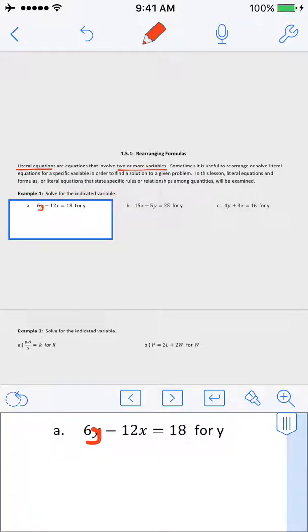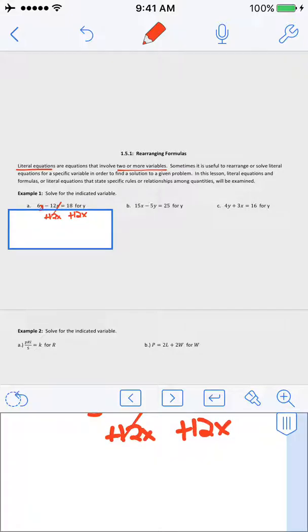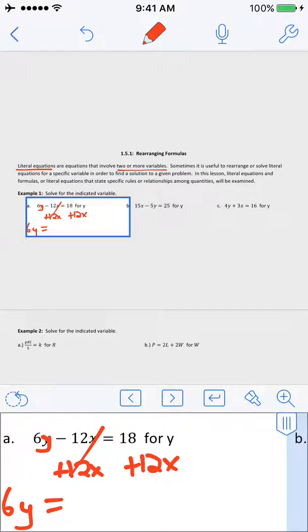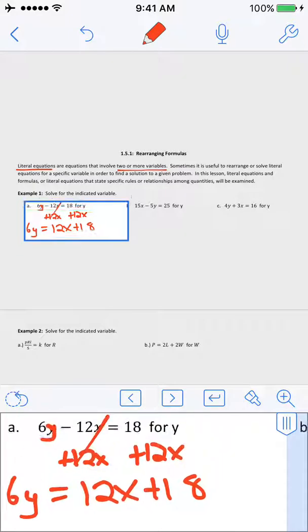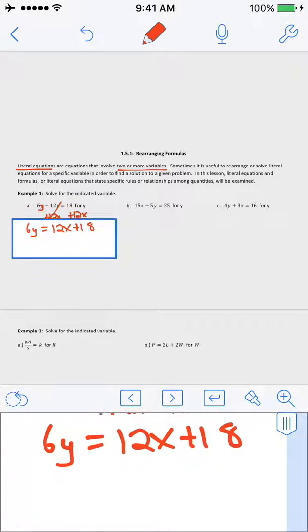So we will start by adding 12x to both sides. Those cancel out, and I'm left with 6y on this side. Now on the other side, you're absolutely right, those are unlike terms, so I can't actually add those, but I can write them next to each other, 12x plus 18. Or 18 plus 12x, right? The commutative property says I can write that either way. Alright, y is almost by itself.